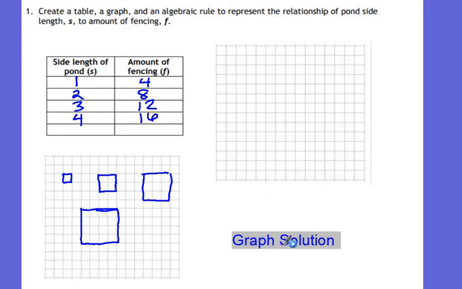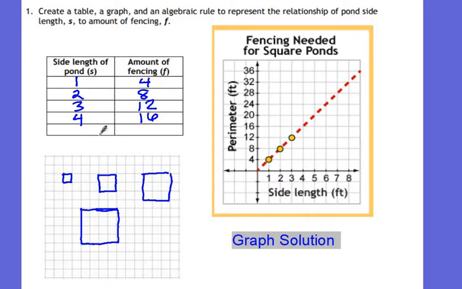So I'm going to graph my solution off to the side, and there is my graph. You may need to pause the video for everybody to copy down their graph.